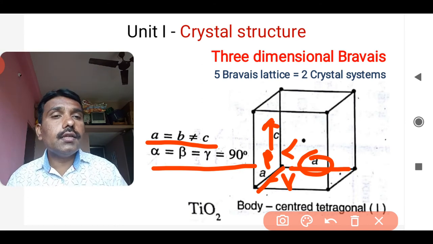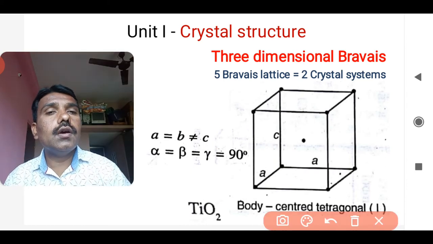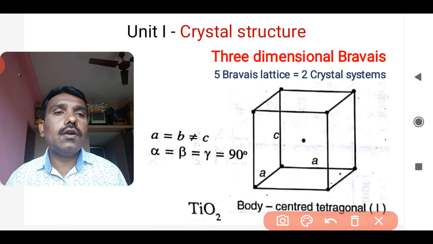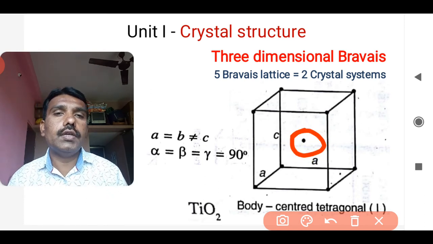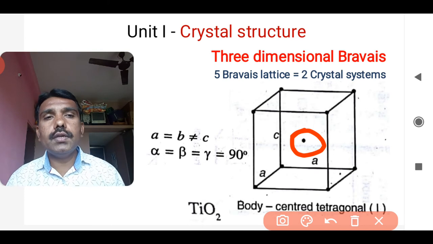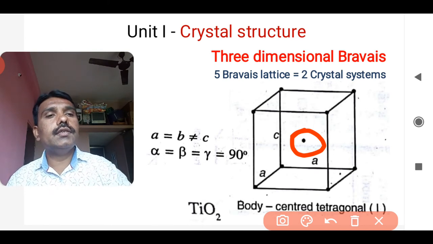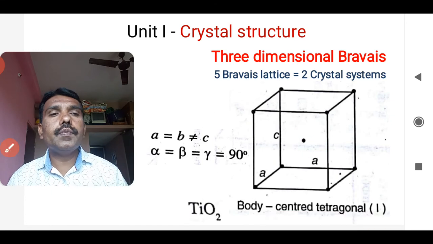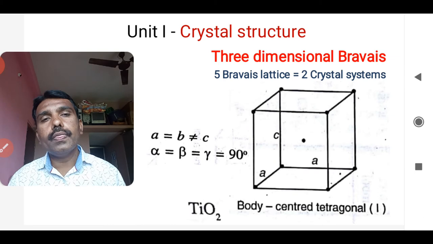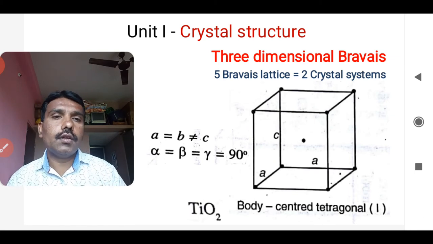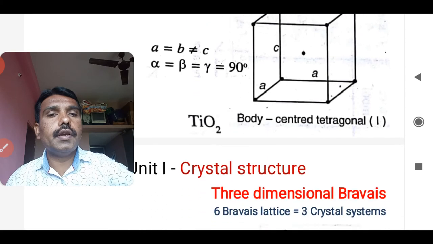In another case, the points are not only on the corners but there is one point inside, at the center of the body. Such an example is body-centered tetragonal, and it is denoted with I. The example for such a Bravais lattice is TiO2, that is titanium dioxide. So this is another one, the fifth three-dimensional Bravais lattice.